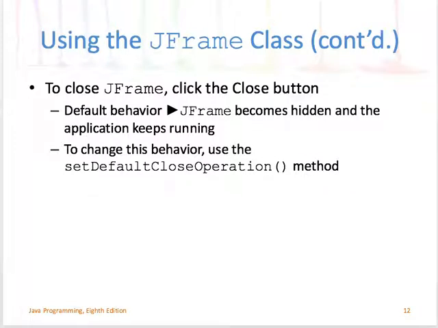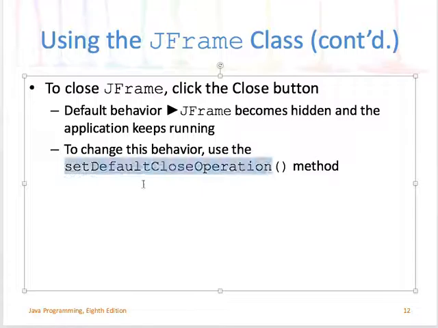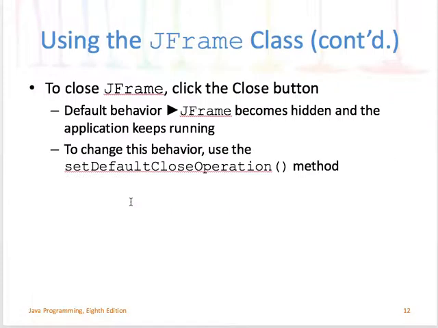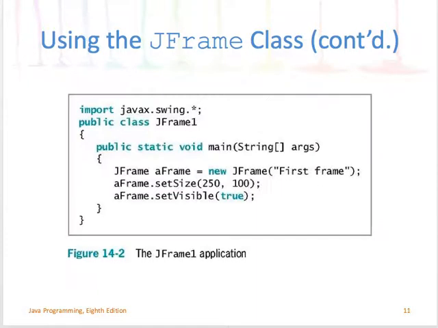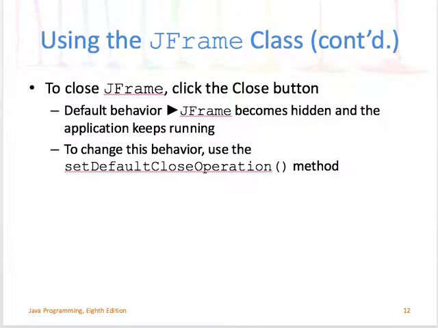To close a JFrame, click the close button. The default behavior is that the JFrame becomes hidden and the application keeps running. So to change this behavior, you use the setDefaultCloseOperation method. We'll use those in our examples and see what happens if you don't use them and what you do. And that's the only way that you really learn.